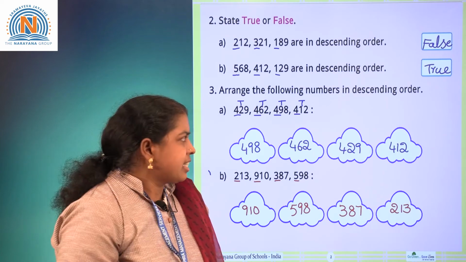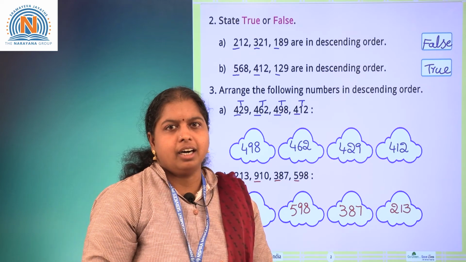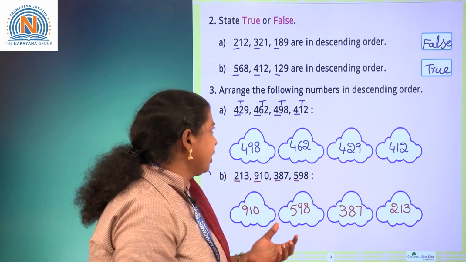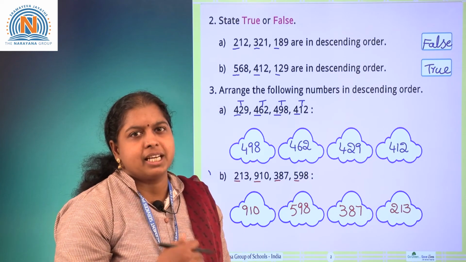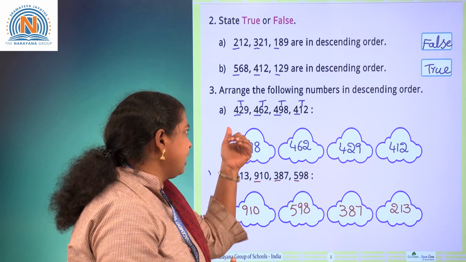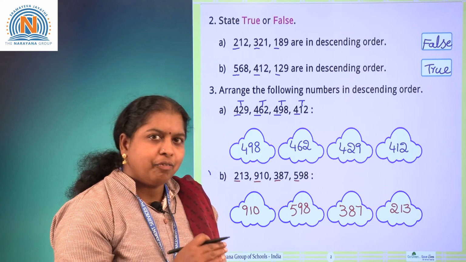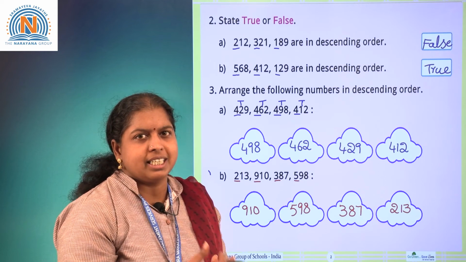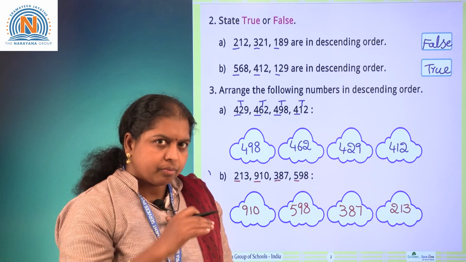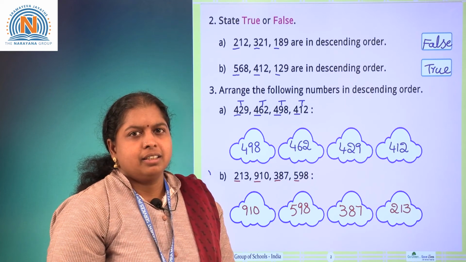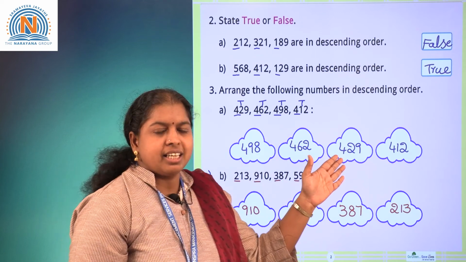Okay children, this is how you have to arrange the given numbers in descending order. You have to look for the digit in the hundreds place. If the digit in the hundreds place is same, you have to look for the digit in the next place, that is tens place. If again you get the same digit in the tens place also, you have to compare the digits in the ones place. This way you have to compare the numbers and you can arrange the given numbers in descending order.